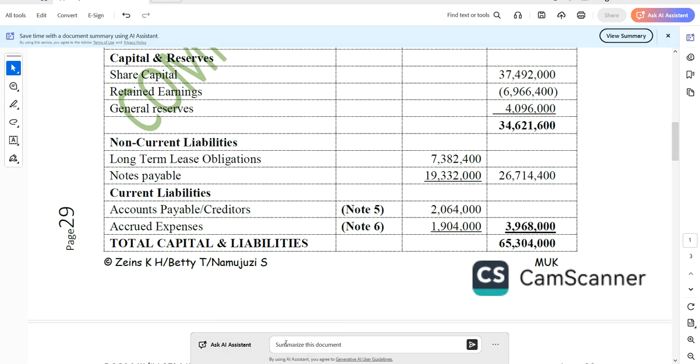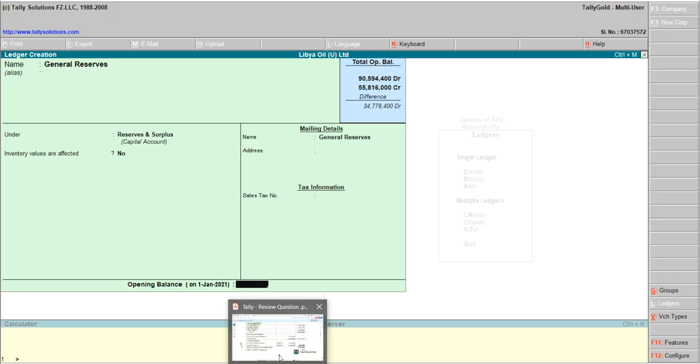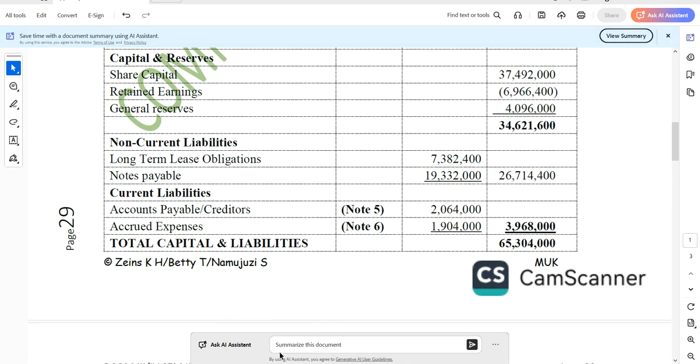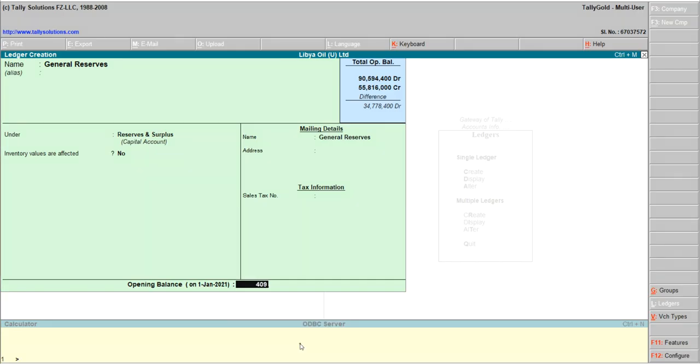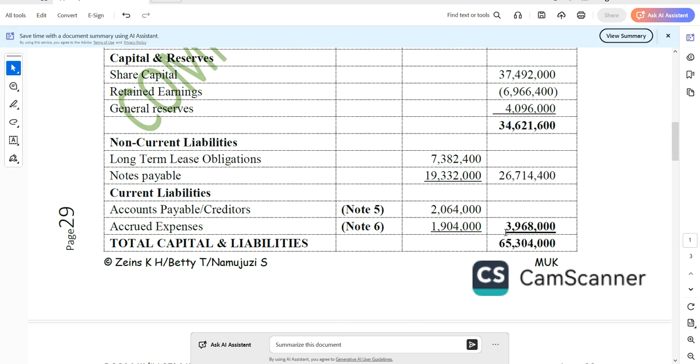Then next is general reserves, still under reserves and surpluses. Opening balance is how much? 4,096,000 for general reserves. Credit. So capital reserves, we have entered that.